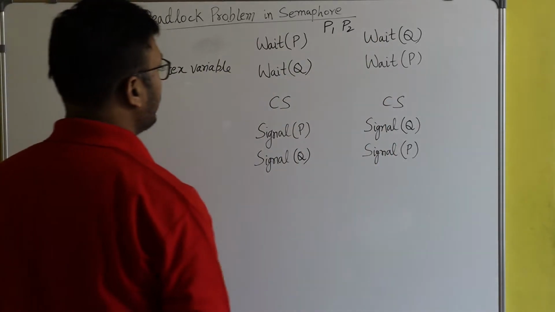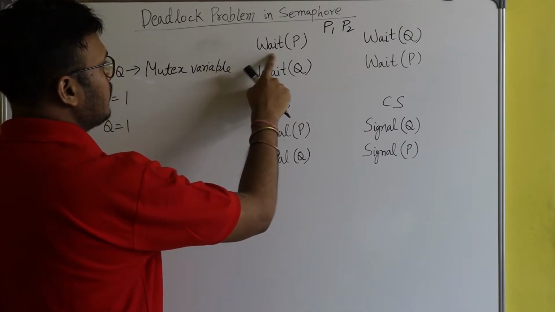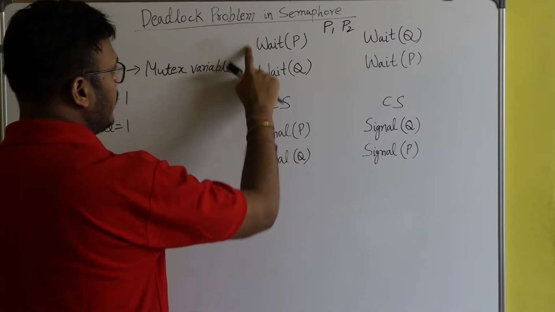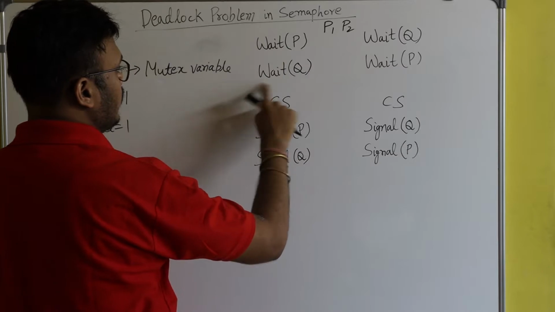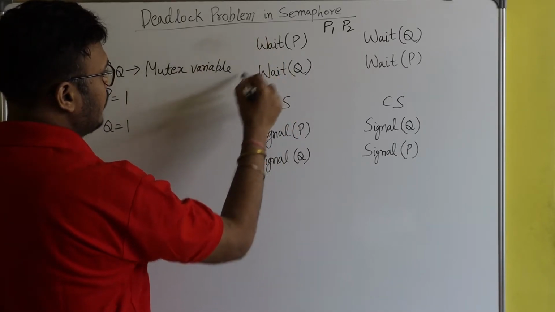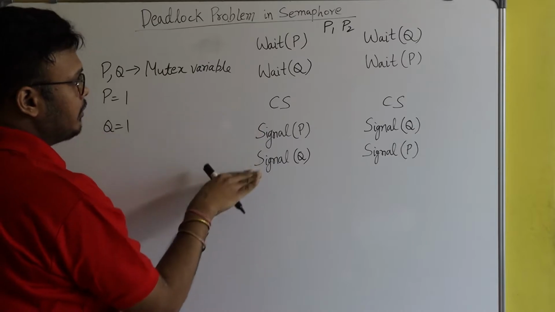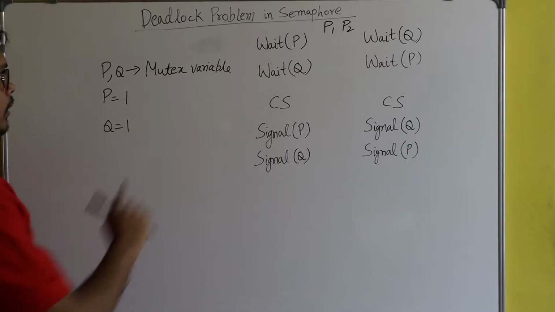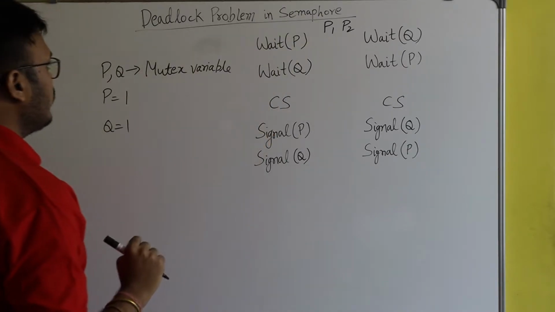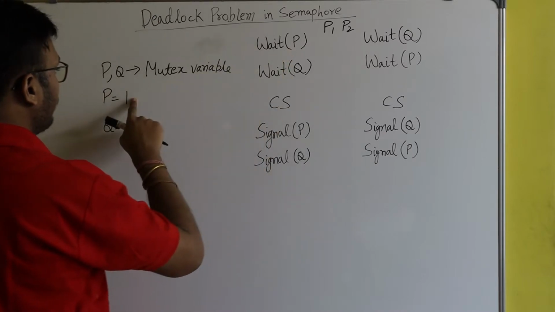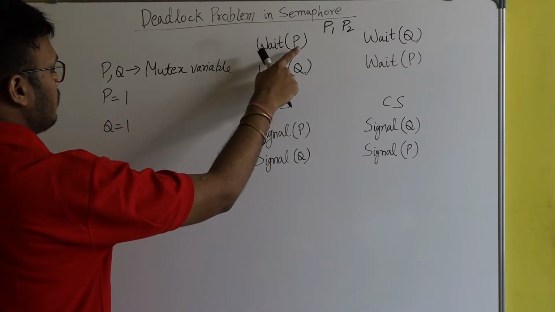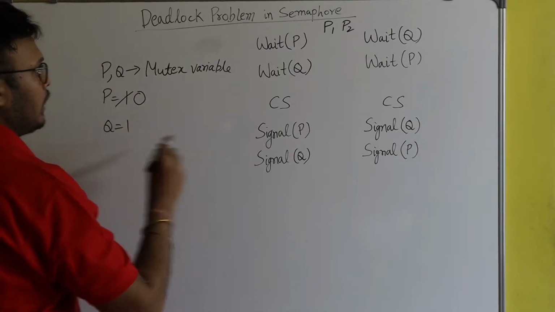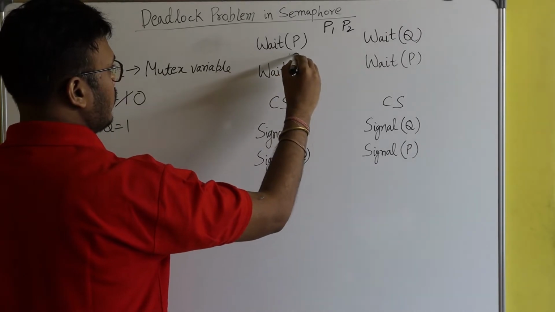Now P1 tries. Here you can see there is a wait operation, so P1 will execute this code. This is the entry section. Above the critical section we have the entry section, and below the critical section is the remainder section, and the same for this side also. Now P1 tries to enter into the critical section. P1 will see that the value of P is 1, so P1 will make it 0. And now P1 comes here.